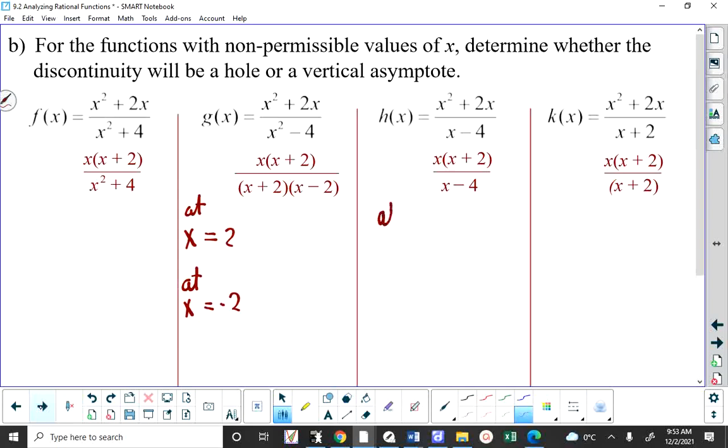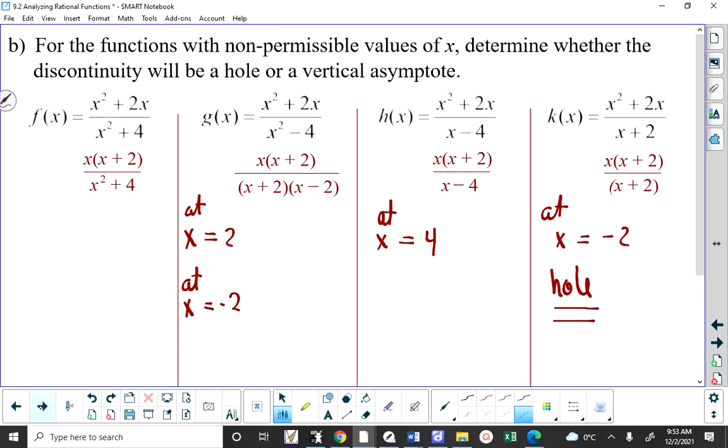We have a non-permissible value: x cannot be 4. Here I'm going to write what's happening at x equals 4, and here I'm going to write what's happening at x equals -2. It's a two-choice question here. At the non-permissible value, is it a vertical asymptote, or is it a hole?